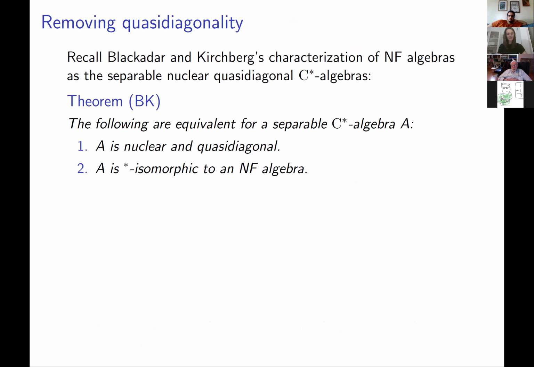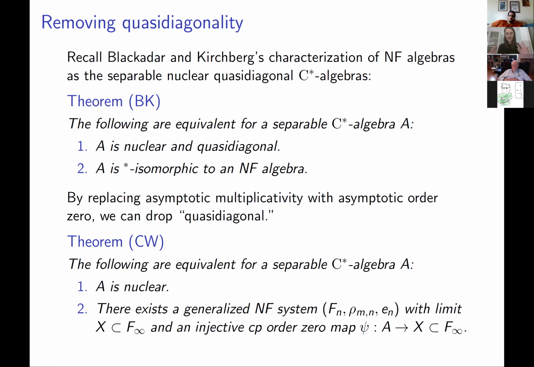And now to tie it back up with what we saw before, remember Blackadar and Kirchberg's characterization of NF algebras, as these were exactly the algebras that were both nuclear and quasi-diagonal. So nuclear and quasi-diagonal means that you're star isomorphic to an NF algebra. And this asymptotic order 0 has allowed us to replace asymptotic multiplicativity with asymptotic order 0, and has been able to let us just drop the word quasi-diagonal.